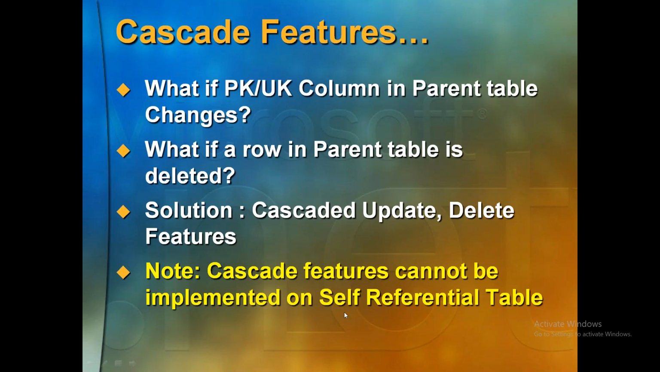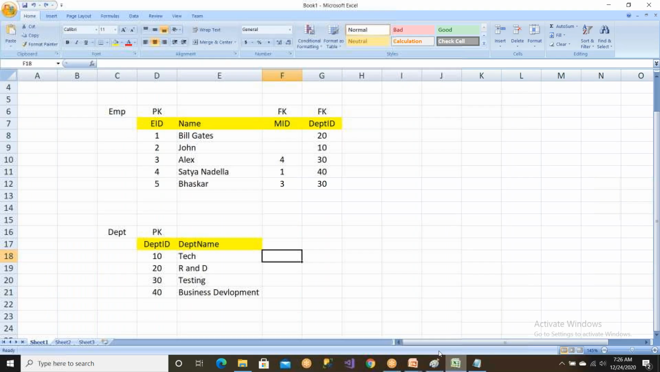Cascading features cannot be implemented on a self-referential table. Why? Because in the self-referential table, what happens? If you delete this record, four will get deleted. If you delete four, one will get deleted, like that. So one is linked to one. If you delete something, one more record will get deleted. So maximum table will get deleted. So cascading features cannot be implemented on the self-referential tables. Always it is off in the self-referential tables. That is the interview question.